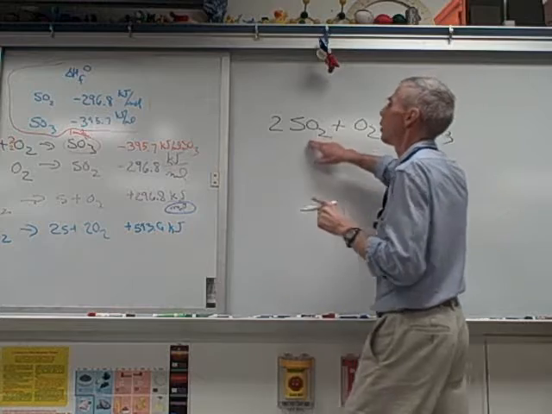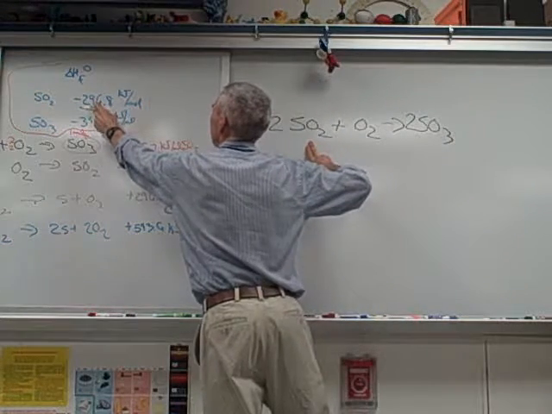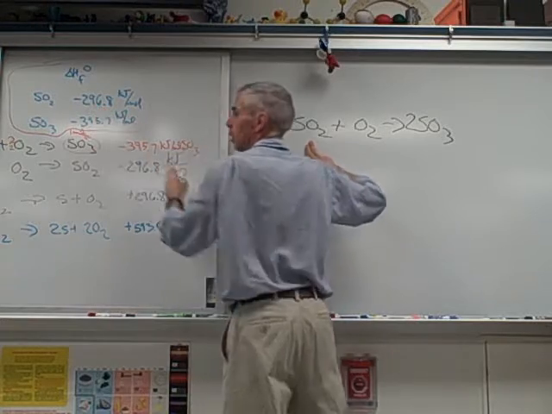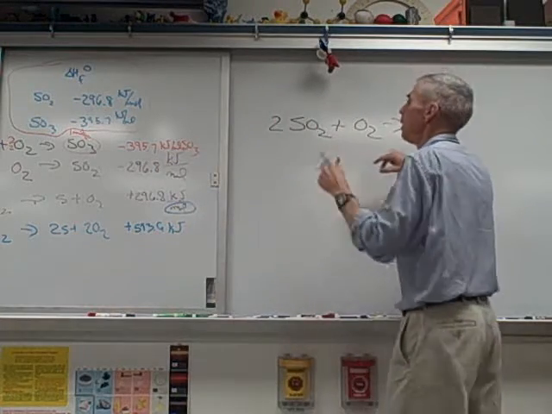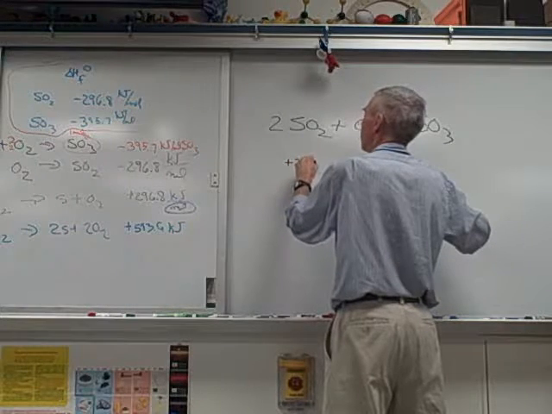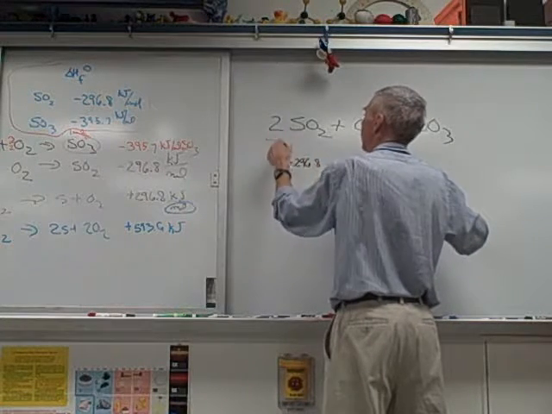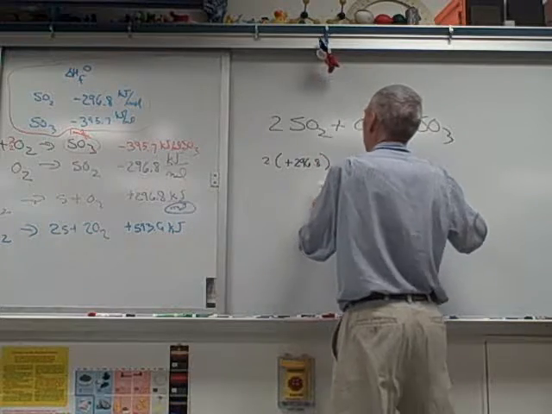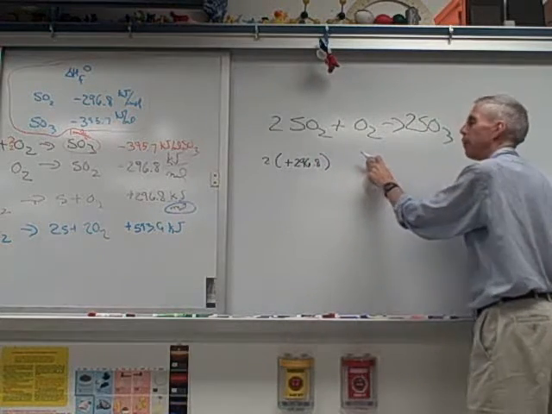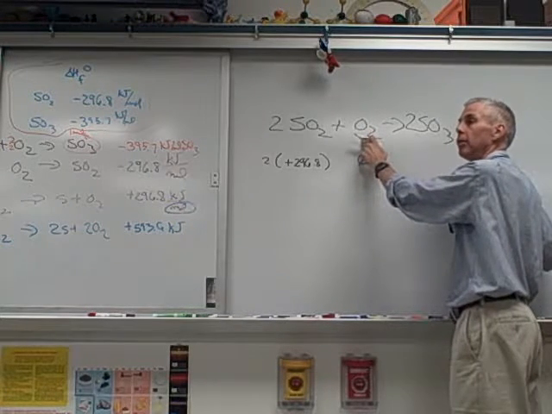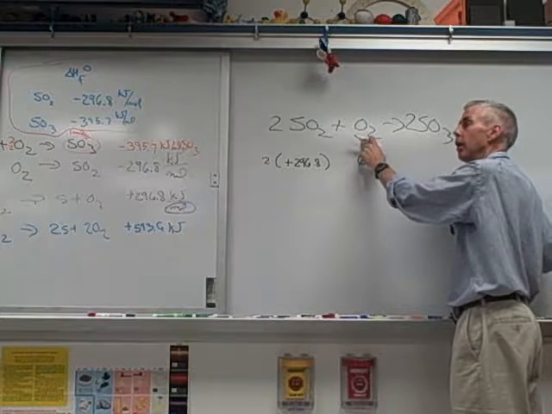I'm going to say, okay, SO2, that would be negative for it to be a product and for one of them. True? It is a reactant, so I'm going to make it positive 296.8. And I need two of them, so I'm going to double it. Oxygens, what's the delta HF naught for oxygen? 0, because it already is an element, and it already is at its standard state.